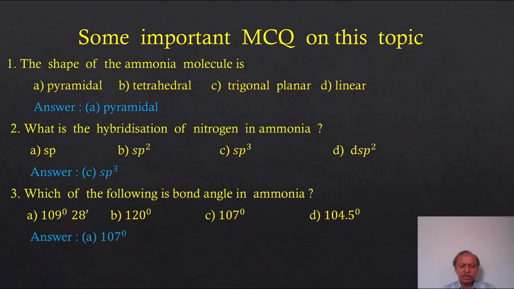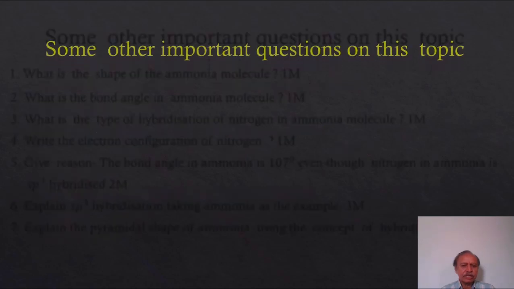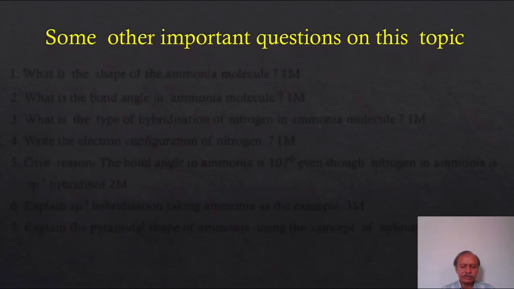The bond angle in methane, that is a tetrahedral angle, is 109 degrees 28 minutes, but because of the force of repulsion between lone pair and bond pair electron, the shape of the ammonia molecule is pyramidal. The geometry of the ammonia molecule is distorted to give the pyramidal shape. These are some important MCQ that you can expect from this topic. Now we shall see some other short answer and long answer type of questions.